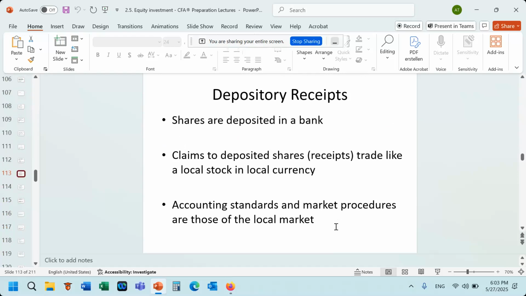To make these investments easier, we have depository receipts. For depository receipts, a money manager deposits the shares of these foreign companies in a bank, and then claims to these deposited shares, or deposit receipts, are sold or traded on a stock market. This makes it an easier way to invest in foreign markets.